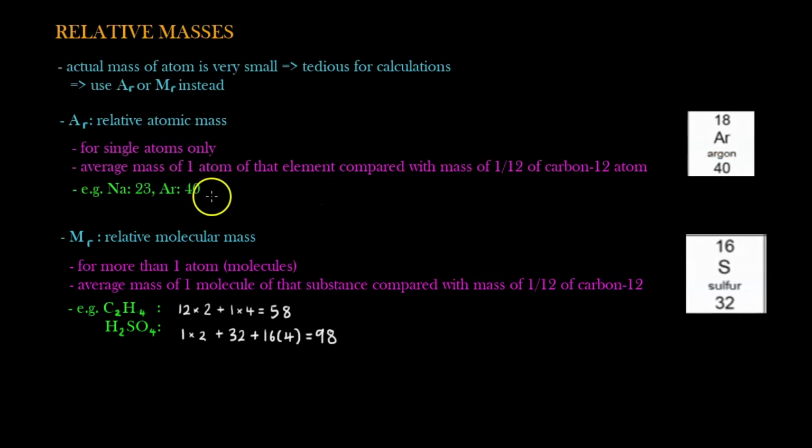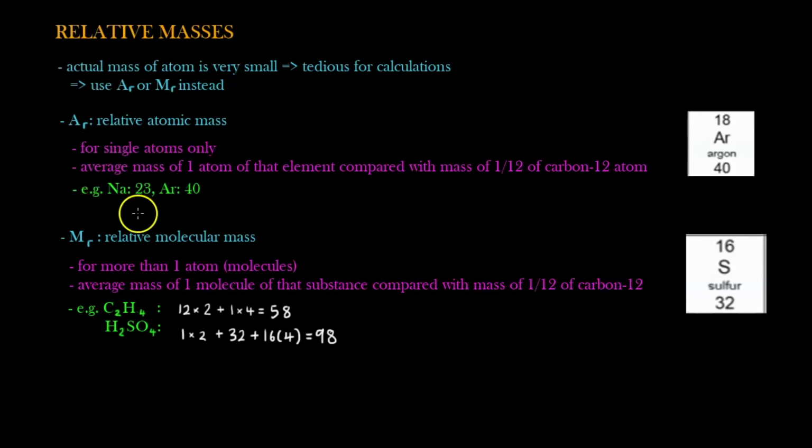So why we can use AR for argon is because argon is group 0. It's very stable on its own. It doesn't exist as Ar2 or Ar3 for example. It just exists as Ar gas. So that's why we use AR for it. This is 40. Sodium is 23, we saw just now. That's why sodium also exists as its own.